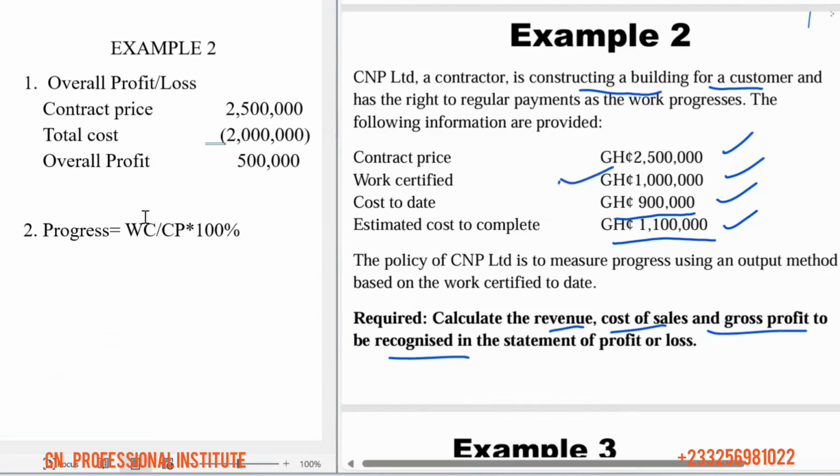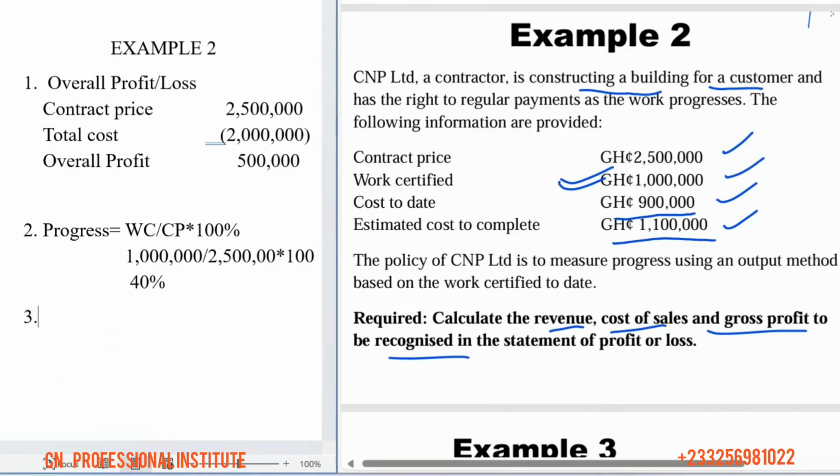Here, the work certified is 1 million. So you come here, work certified is 1 million, divided by the contract price. The contract price is 2,500,000. Then you multiply your answer by 100%. And that'll give you, so 1 million divided by 2,500,000 by 100 should give us 40%. So we have 40% as the progress. So we are done with the progress. We go to step 3.